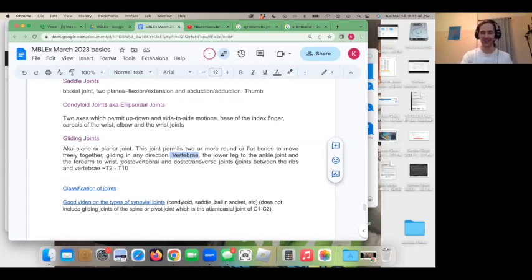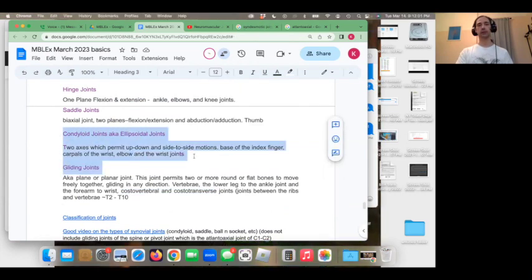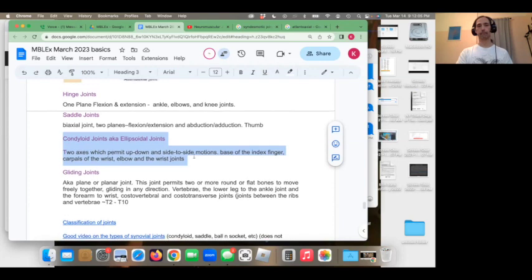Excellent. And remember, it's interesting that the ribs, where they attach to the vertebrae, are also gliding joints. Okay, and then the condyloid joints, where do we find those? Vincent? The wrist, the elbow. Yes, the wrist. Yeah, I guess the elbow is, but they definitely would ask you about the wrist. And then something like the base of the index finger.